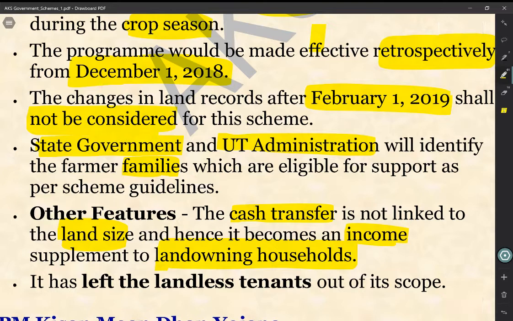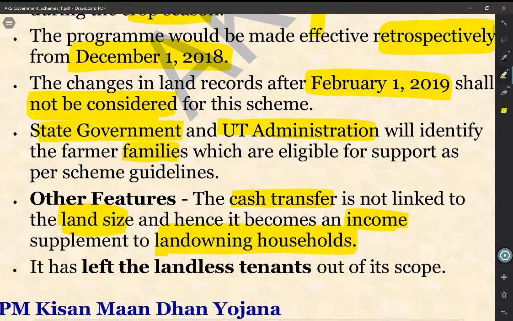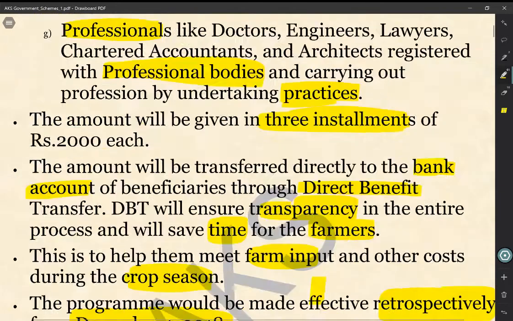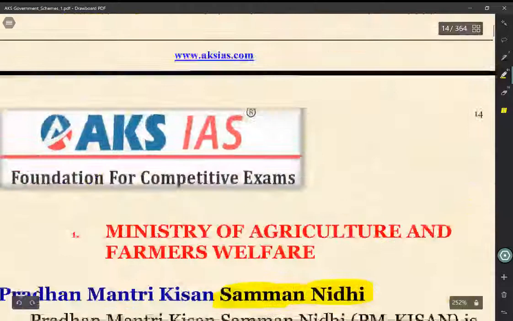Many a time, government schemes are focused based on the size of the land holding, whether it is a small, marginal or big land holding. However, this scheme is given to all kinds of farming households so as to provide an income supplement. However, the scheme has left the landless tenants out of its scope. So the landless tenant farmers, the agrarian labor, are left out of the scheme. So that is about the Pradhan Mantri Kisan Samman Nidhi.